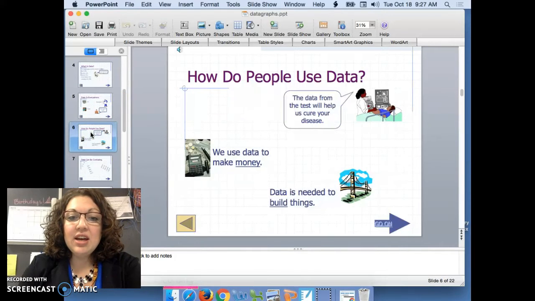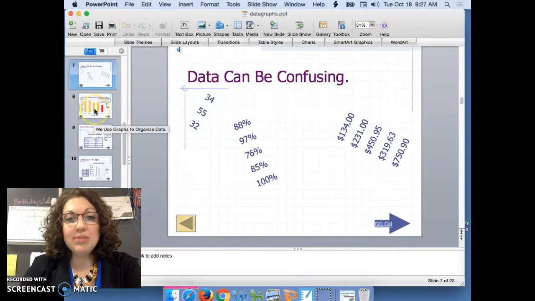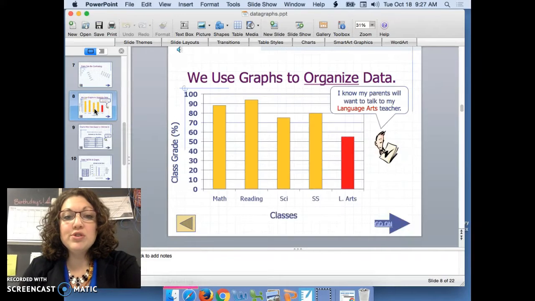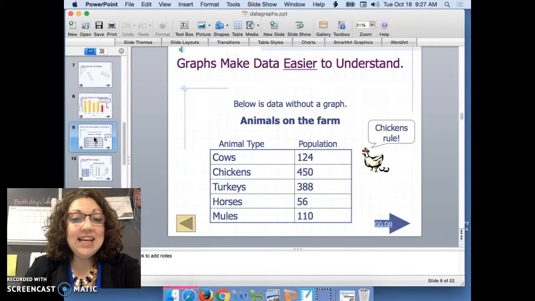People use data to make money. Data is needed to build things. The data can be used for research. Data can be very confusing. Lots of numbers to keep track of. We use graphs to organize data. Graphs make data easier to understand.